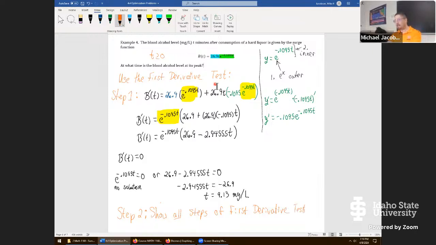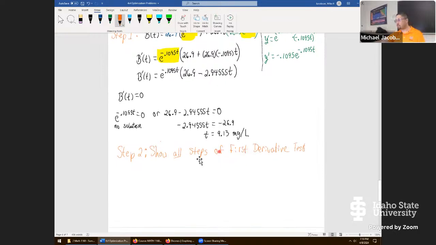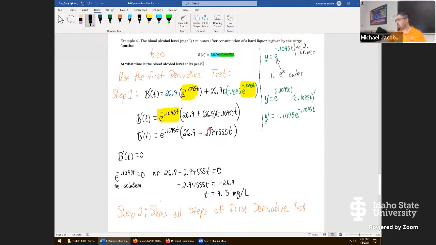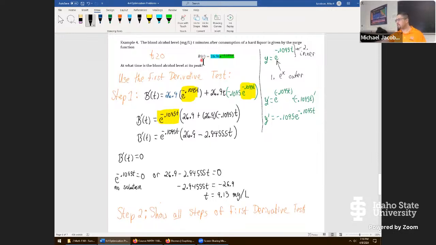Now, if we chose the second derivative test, showing all steps would just be differentiate this again, show that this thing is always negative, and then you would have found a maximum. But for the first derivative test, we do this instead. We take a look at the variable in question. It is time after consumption of hard liquor. So naturally, our domain starts right at 0. At time 0, that's the instant right before the shot hit your system.